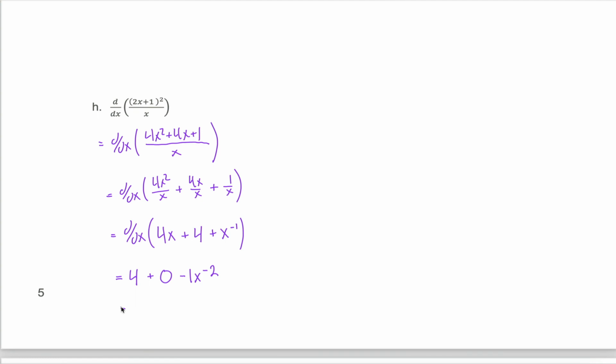4 plus 0 is just 4, so I could rewrite this as 4 minus x to the negative 2, which is perfectly acceptable for our class. But FYI, this can be rewritten as 4 minus 1 over x squared. Either of these are good for your final answer, and I think this is where I want to end this video.